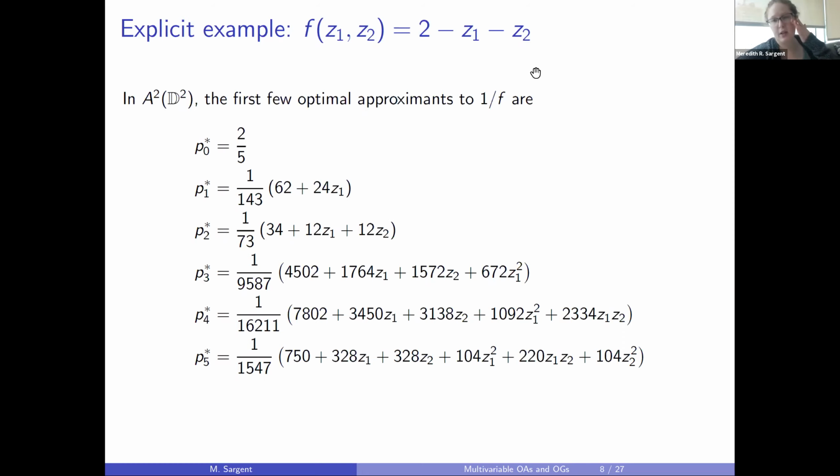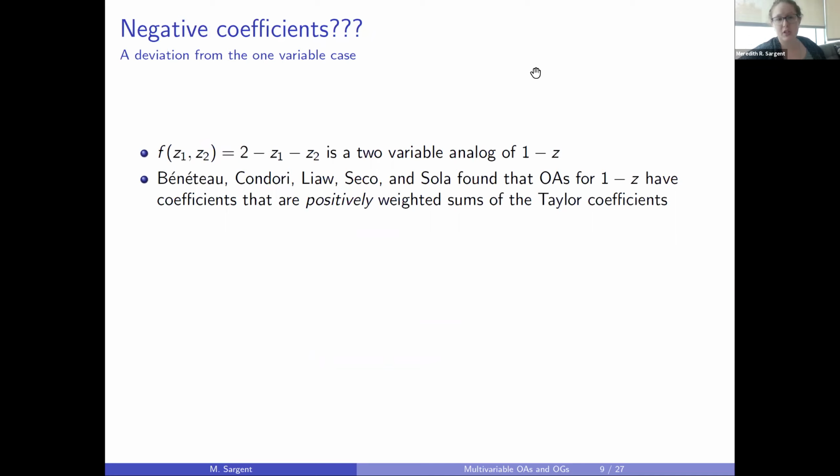Now, one thing that we found kind of interesting when we were computing all of these examples, way back when we were first getting started, is that for this 2 minus z1 minus z2, well, I just said that's a 2 variable analog of 1 minus z. And Benito, Condori, Leal, Sacco, and Sola found that in the 1 variable case for 1 minus z, the coefficients for your optimal approximants are positively weighted sums of Taylor coefficients. So it's just kind of a modified Cesaro mean.